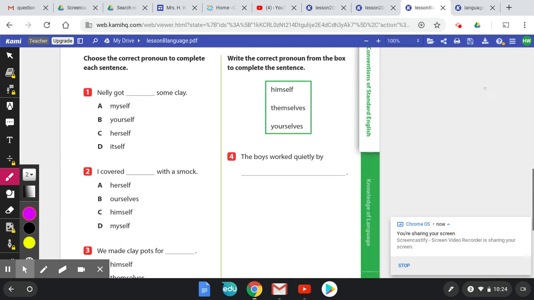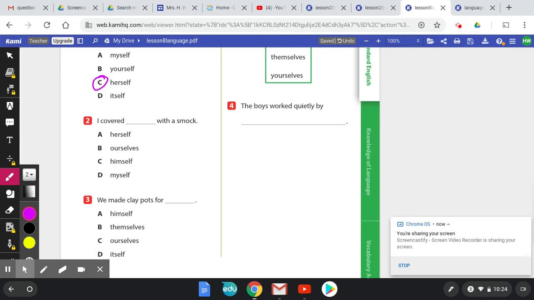So you should have answered questions 1 through 4. You just had to choose the correct pronoun to complete the sentence. Nellie got blank some clay. If we're talking about Nellie, herself. I covered blank with a smock. You're going back to I, that's one, singular. So I covered myself with a smock.